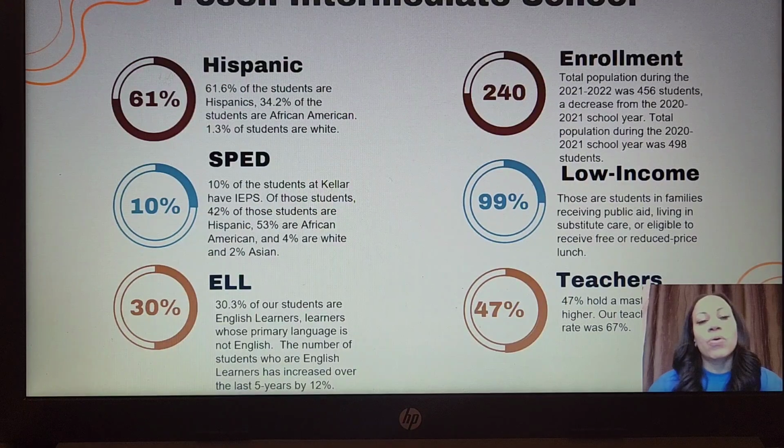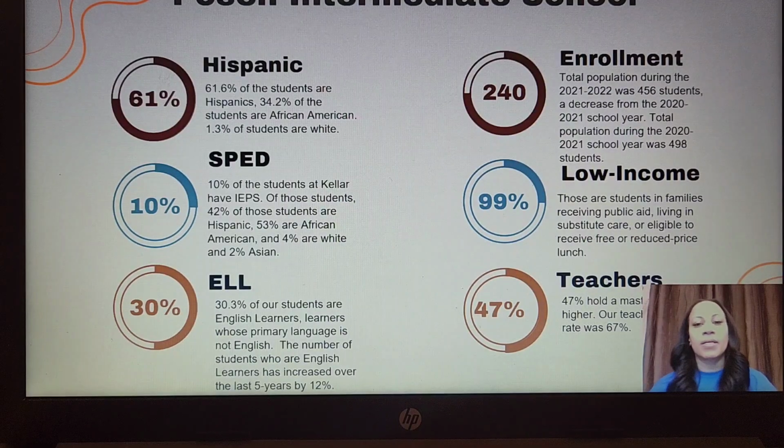And now we will go on to Posen Intermediate School. Posen is the next level after the middle school, which is 4th and 5th grade. Posen reflects Keller a lot because, again, all these schools feed into Posen. So the enrollment is 240 students. The demographics are pretty much identical, as well as the income level and the teacher demographics.